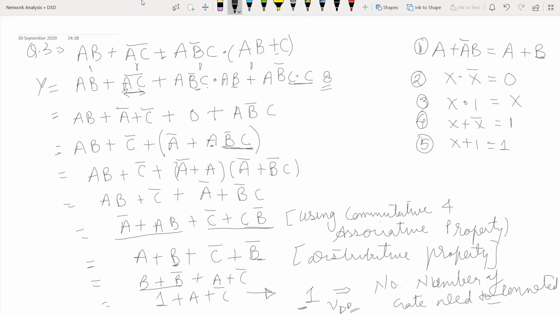Right. So these were a few examples on logic minimization using Boolean algebra. If you have any doubt regarding these questions, you can comment in the comment section. We will discuss that in our next class.